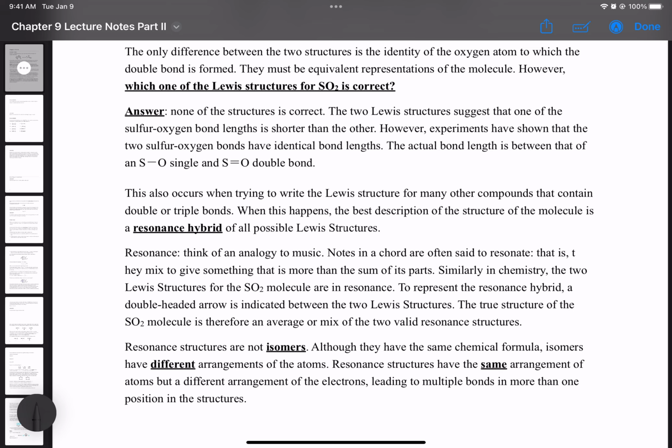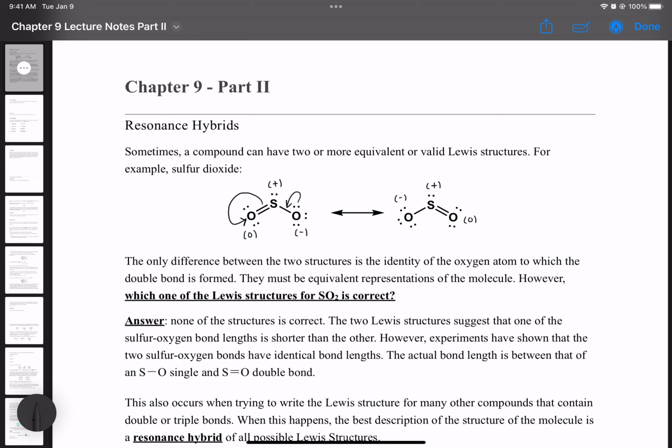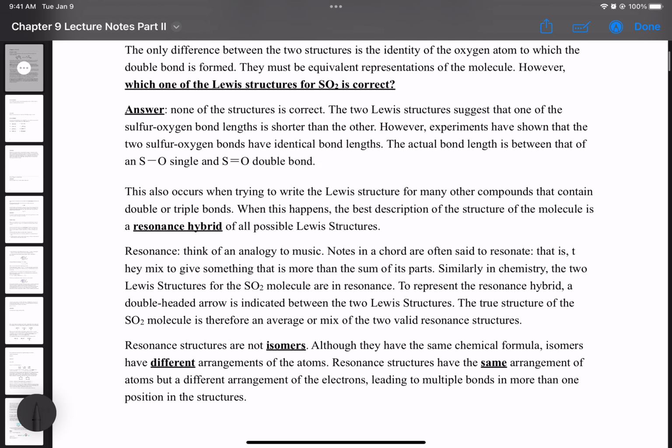We'll have more time to do more examples. One thing to keep in mind is that they are not isomers. Isomers are when two structures have the same chemical formula, but there's different connectivity between atoms. If we look at the arrangement of the atoms, they are the same. What's different is the electron distribution around the molecule. So those are called resonance structures. They are not isomers.